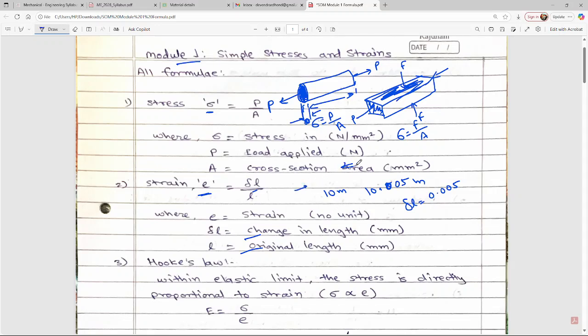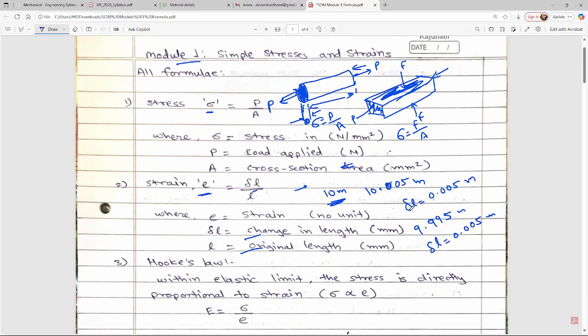If this bar is subjected to a compressive force, compressive load, then what will happen? The original length will contract. If we calculate the length after applying the force, it will be 9.995 meter. Then what will be delta L? Delta L will be 10 minus 9.995, which is 0.005 meter.